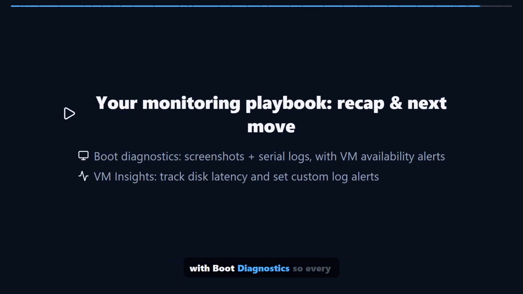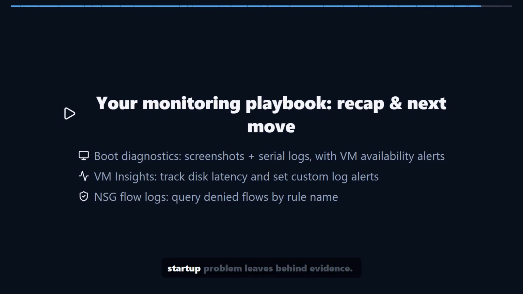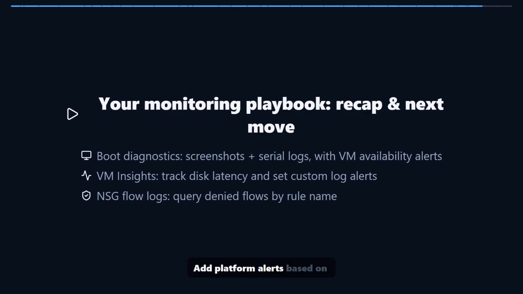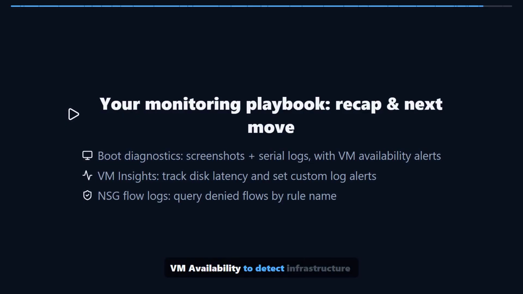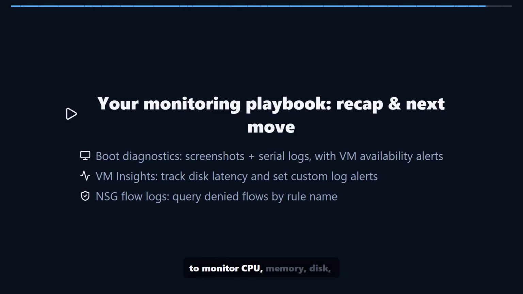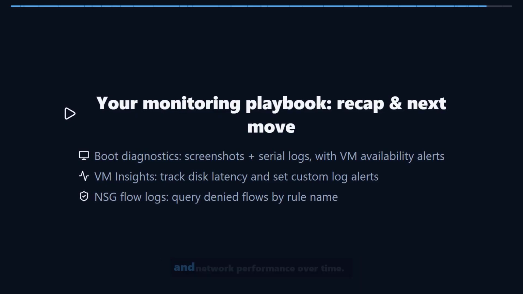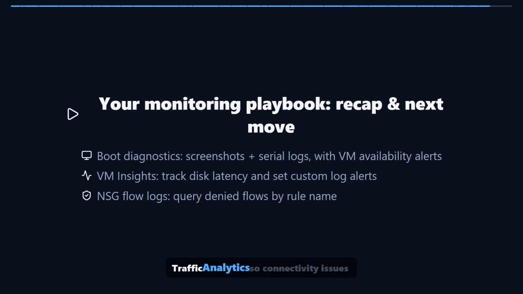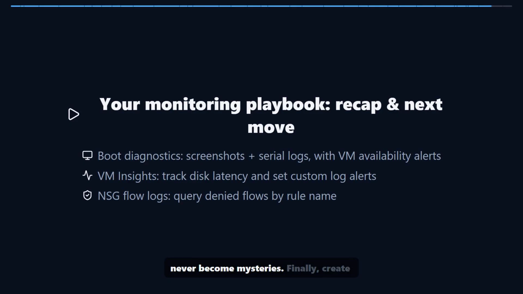Start with boot diagnostics, so every startup problem leaves behind evidence. Add platform alerts based on VM availability to detect infrastructure failures immediately. Enable VM Insights to monitor CPU, memory, disk, and network performance over time. Collect network telemetry through Network Security Group flow logs and traffic analytics, so connectivity issues never become mysteries.